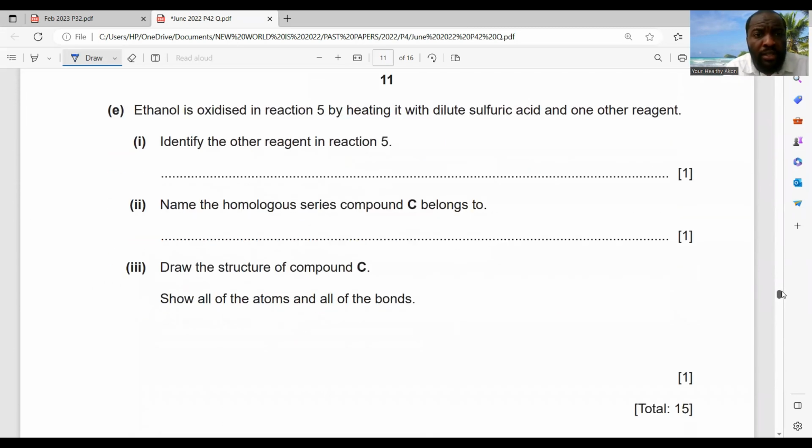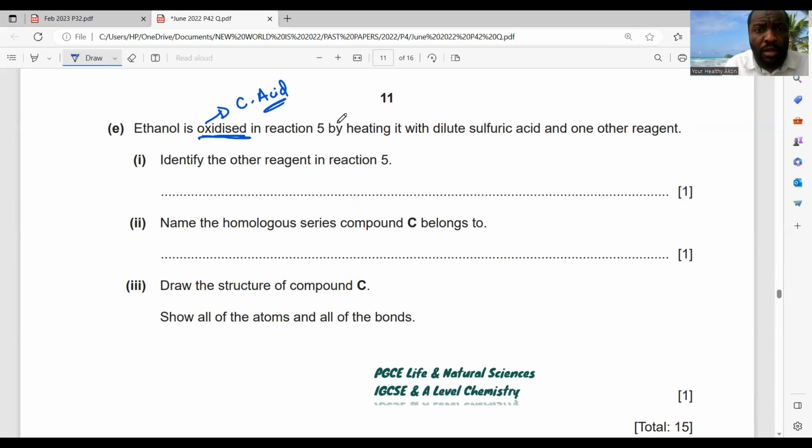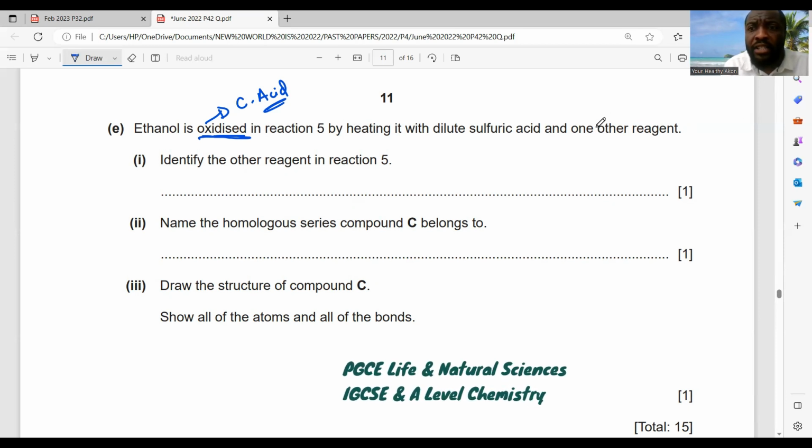The E part, ethanol is oxidized in reaction 5. Now they have given us additional information about reaction 5. Remember, we had difficulty identifying that reaction. Since it is an oxidation reaction, if ethanol is oxidized, we're going to have a carboxylic acid. Let's continue. By heating it with dilute sulfuric acid and one other reagent. If you're using dilute sulfuric acid, it means the other reagent is an oxidizing agent, and using this dilute acid simply means you are acidifying that oxidizing agent. So identify the other reagent.